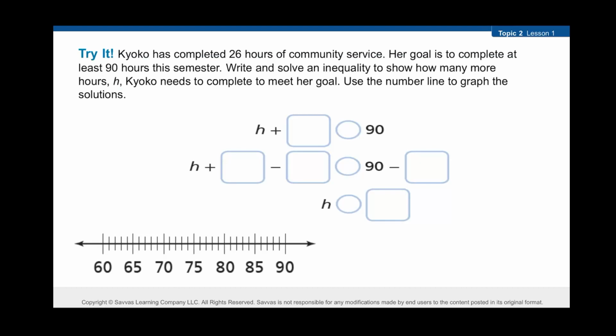Here is a problem for you to try. Fill in the correct numbers and symbols. Numbers and whatnot go in the square boxes and symbols in the circular boxes, and then graph your answer on the number line.